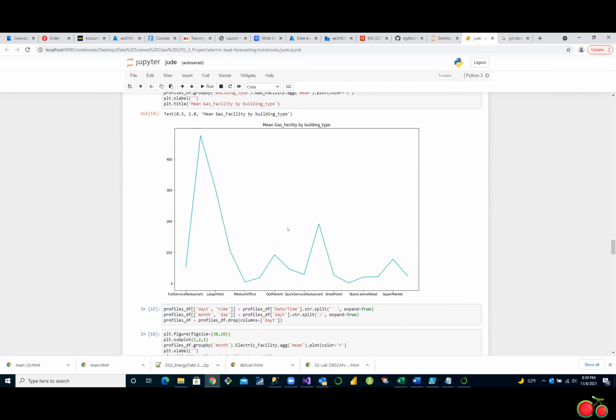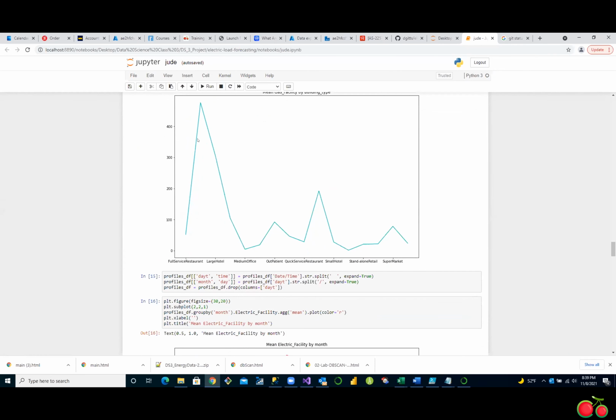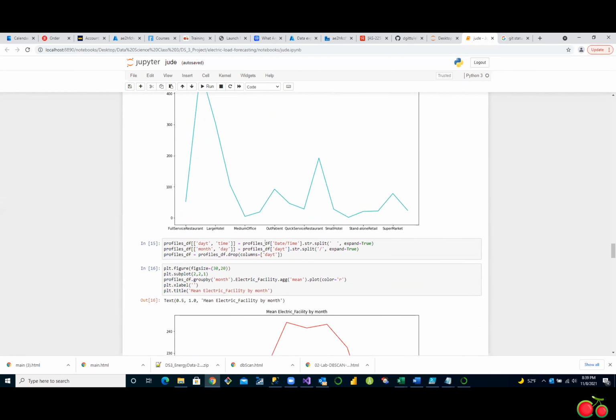Then this is for the gas. I did the same thing for the gas too. It looks like food service restaurants use more gas. So then I decided to remove the date and time.